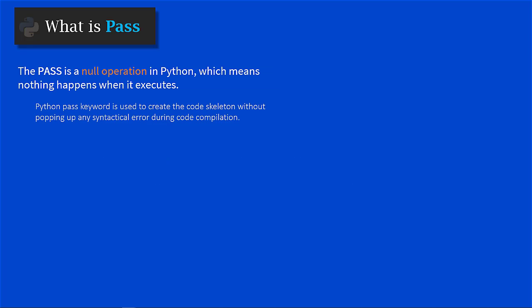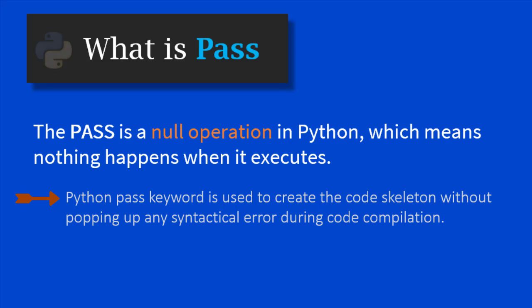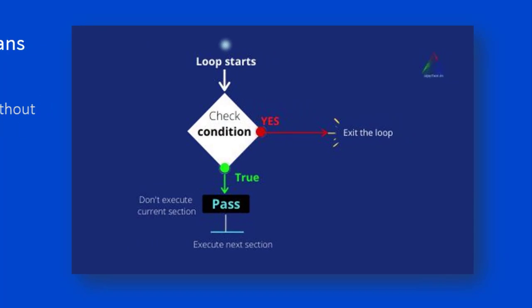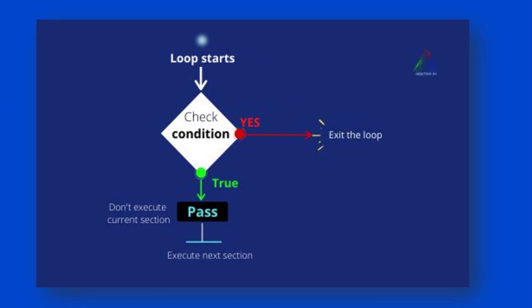The Python pass keyword is used to create the code skeleton without popping up a syntactical error during code compilation. Let me first give you a glimpse of how the flow diagram works. Basically, the loop will start and check the condition. If the condition is true, it goes inside the body of the loop, but here is the trick. If there is a pass, that means I have just created this loop but I do not want to use it yet, or I have created a function but I do not want to use this function. I will be using it at a later stage, right? So in that case, you can use pass.